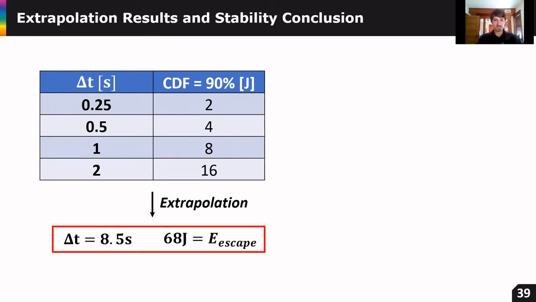So what this means is after 8.5 seconds, 10% of launches will have energies larger than the escape energy. And we're trying to do this for 600 seconds.